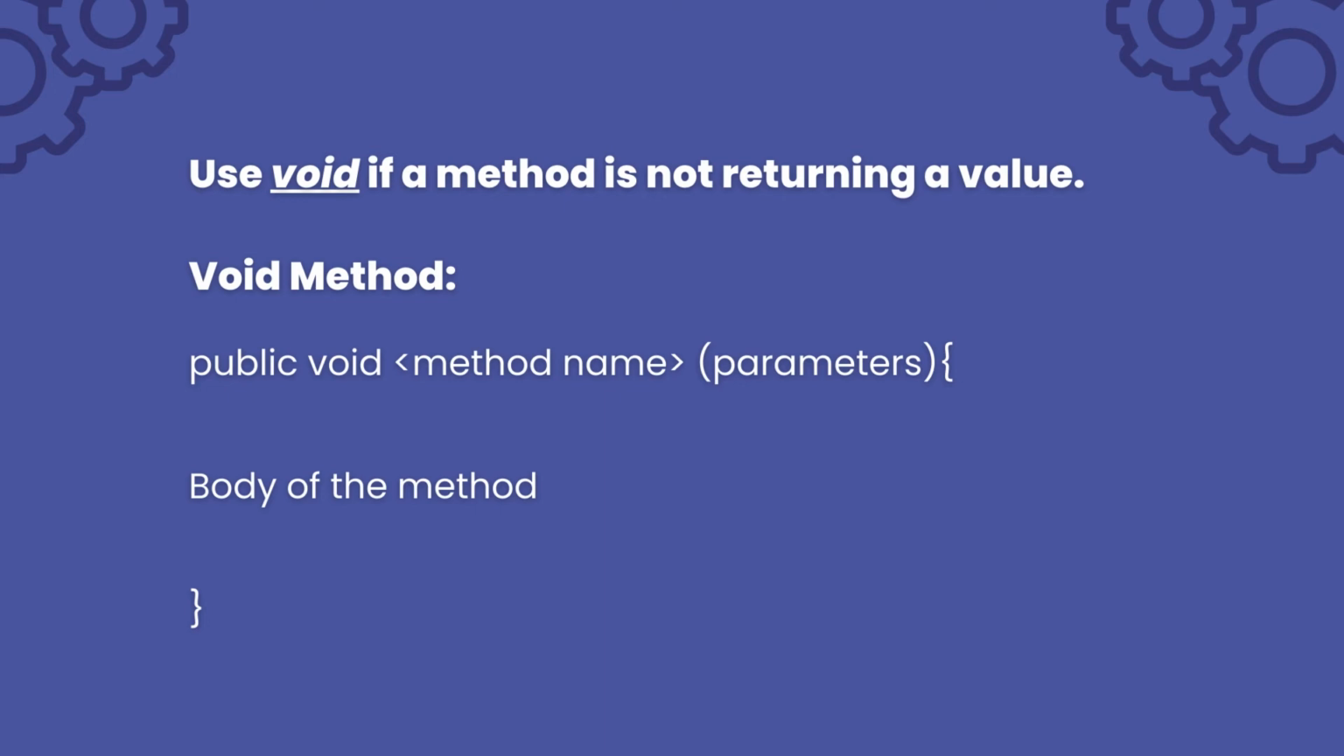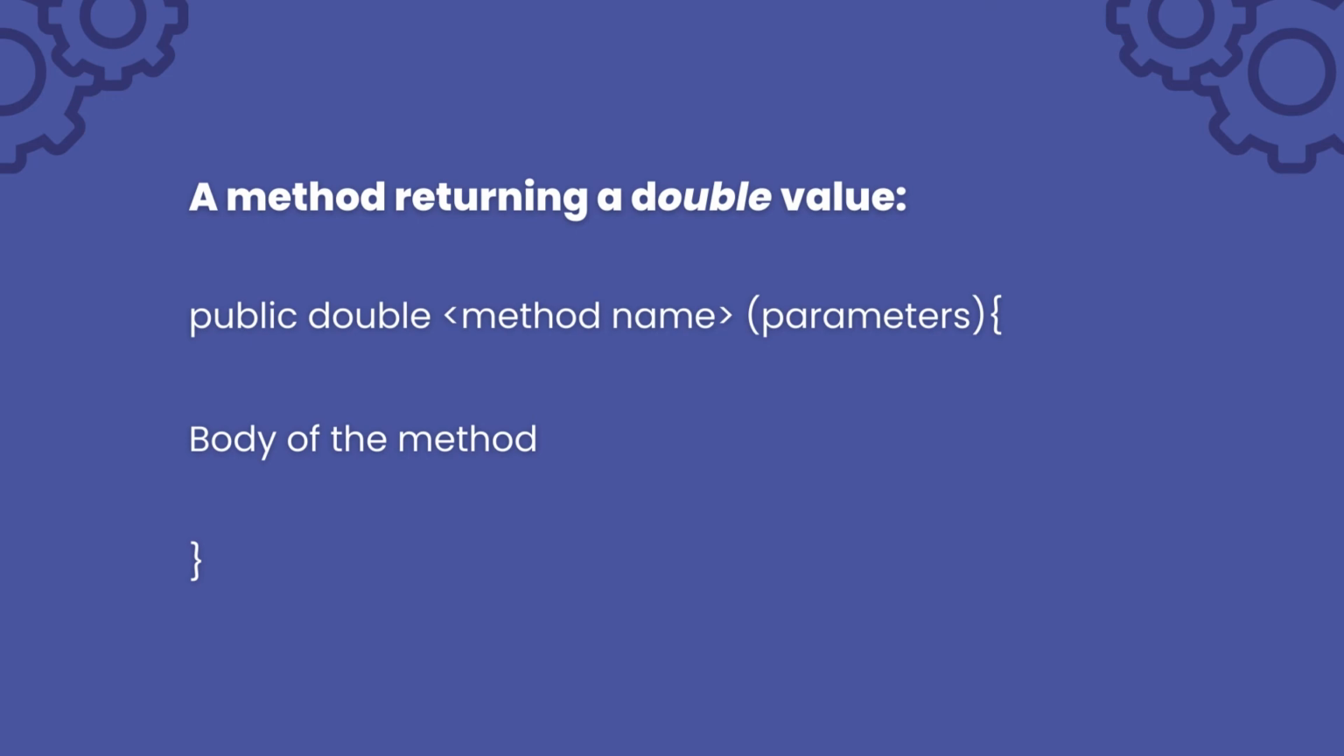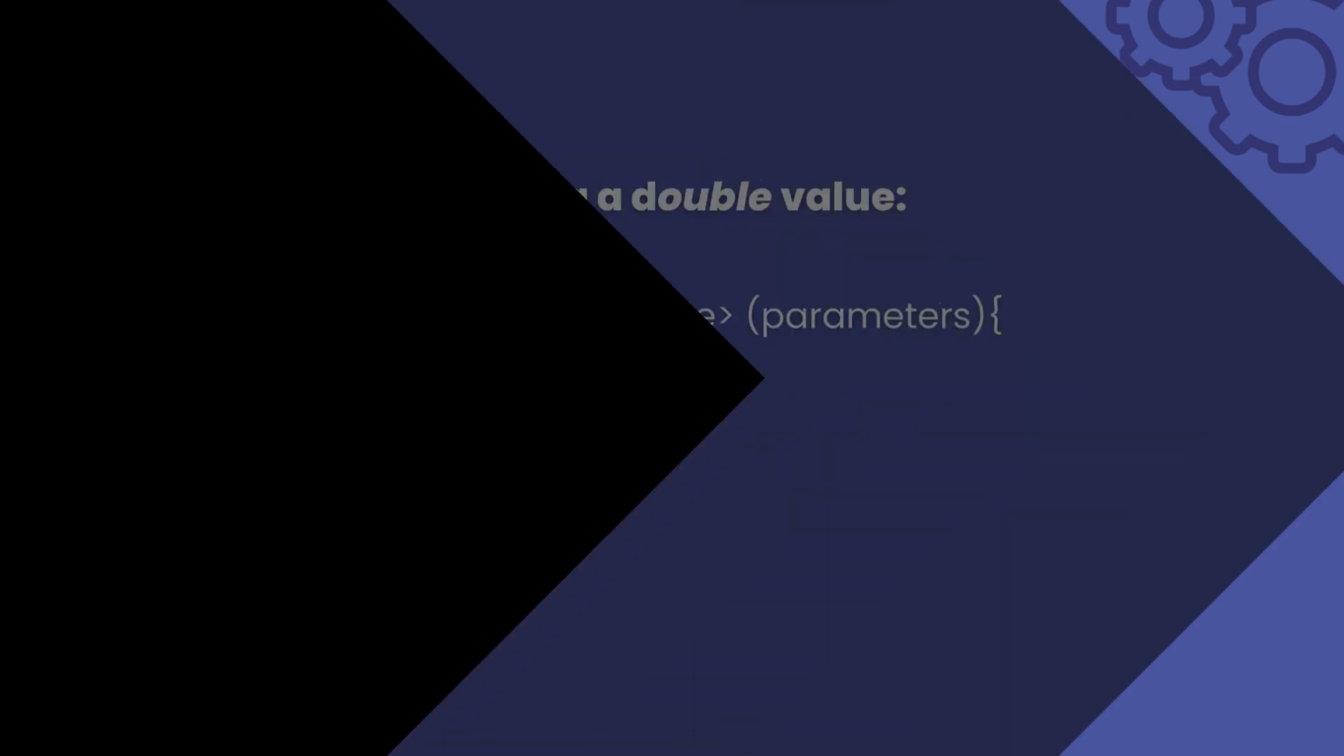However, if your method is returning a value, then you would write the kind of value that it is returning. For example, let's say that my method is returning a string value. Then I would write string in place of the return type. And my method header would look like this. Or if my method is returning a double value, then I would write double, and my header would then look like this. The same goes for int, boolean, float, and all other data types that would be returned.